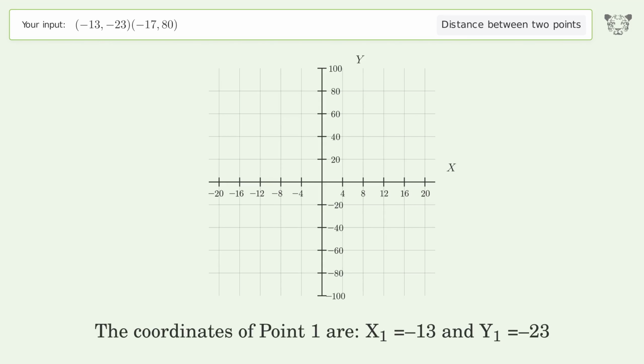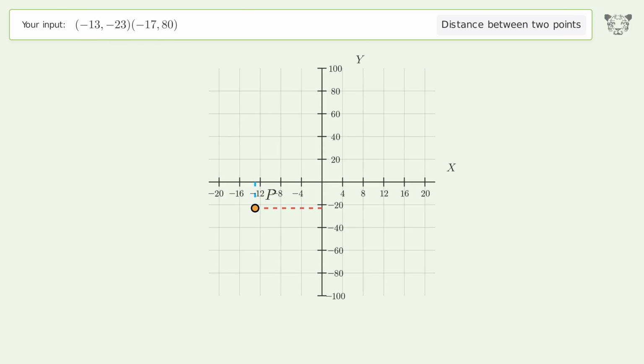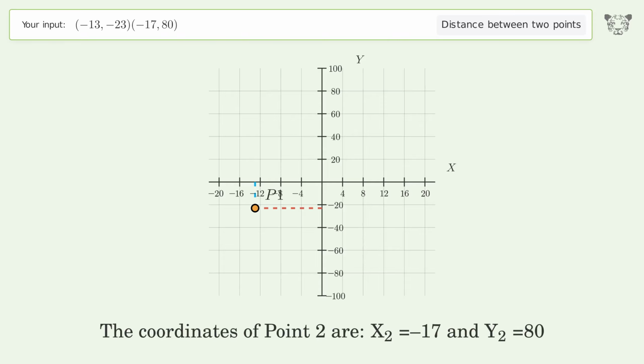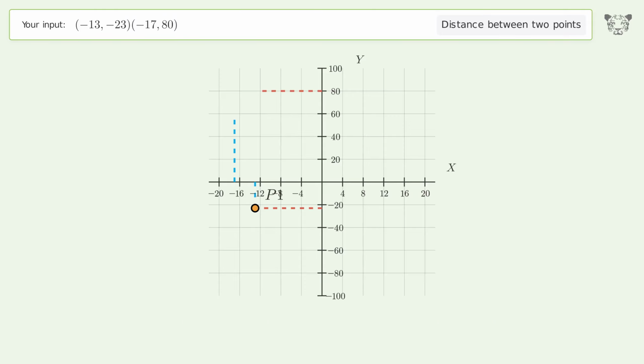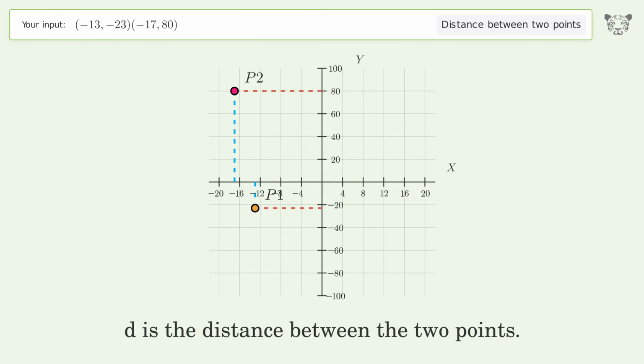The coordinates of point 1 are x1 equals -13 and y1 equals -23. The coordinates of point 2 are x2 equals -17 and y2 equals 80. D is the distance between the 2 points.